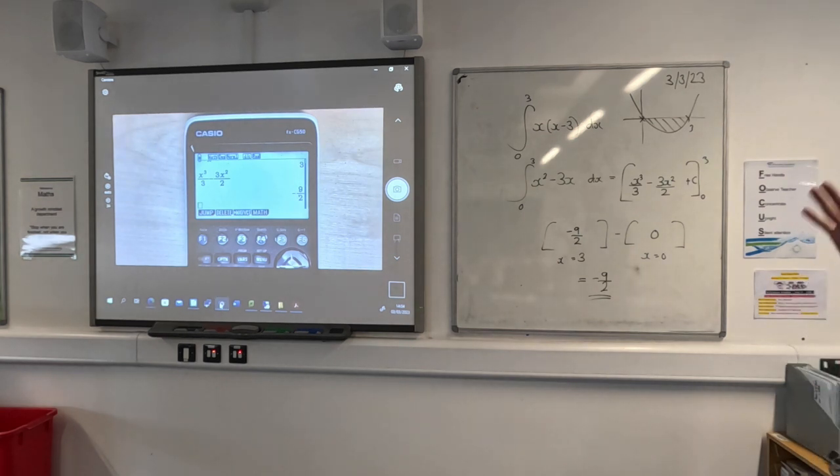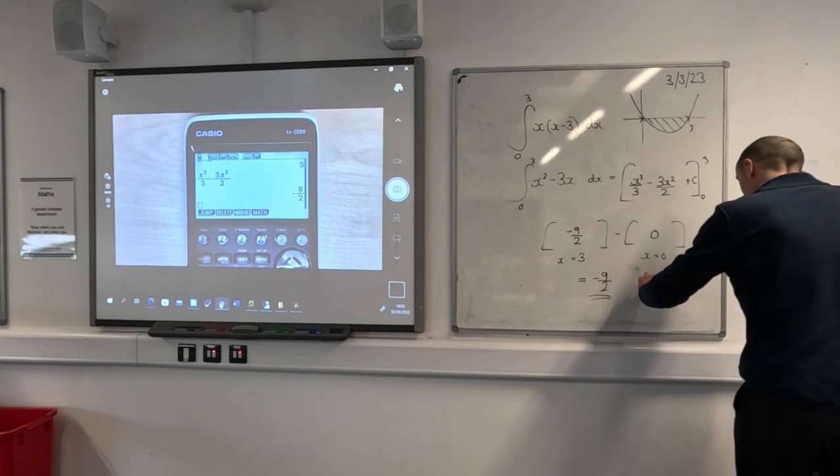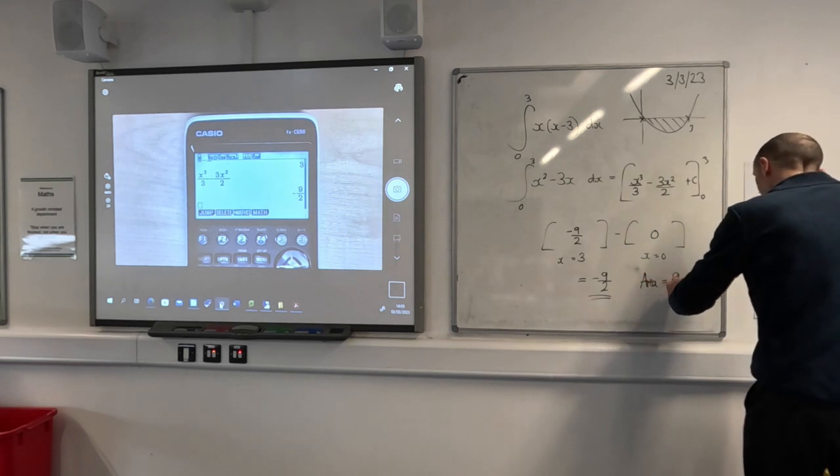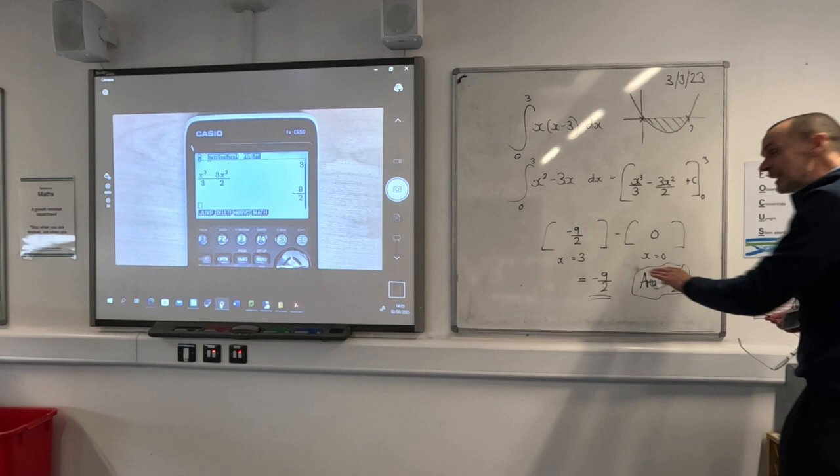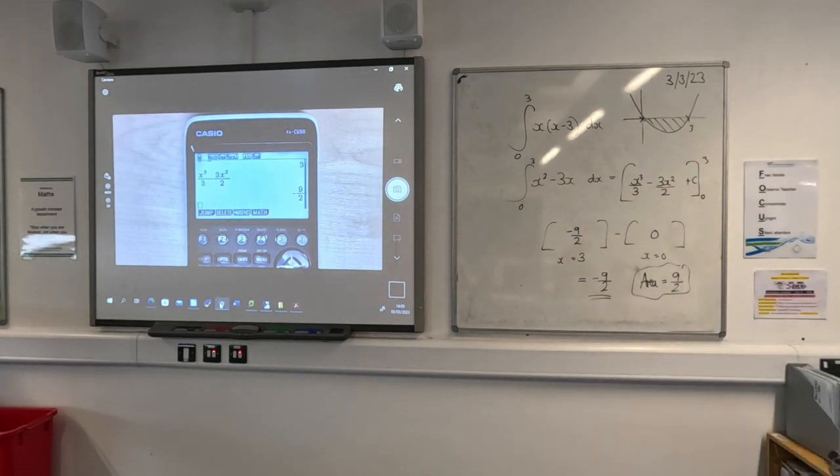So how big is the area? Well, it's 9/2. It's 4.5. So the area is 9/2. The fact that it's negative is because it's the area underneath the axis, and the way that integration works, areas underneath the axis will always appear as negative.